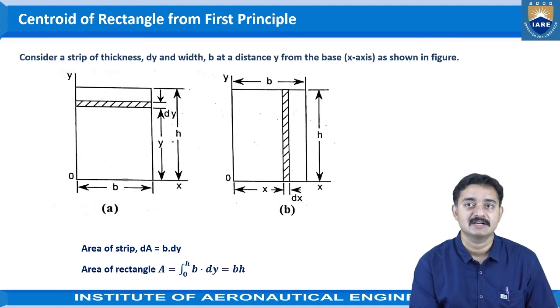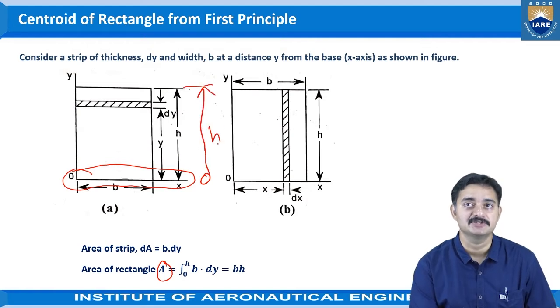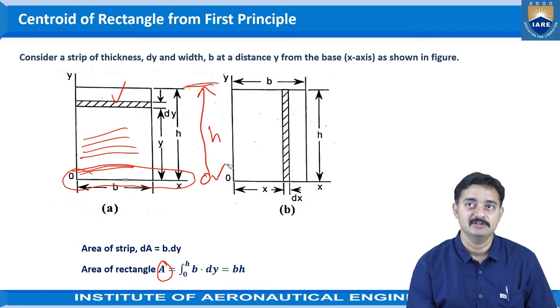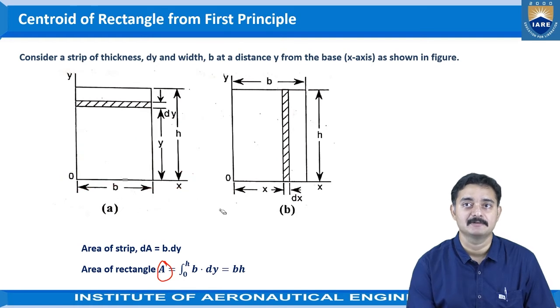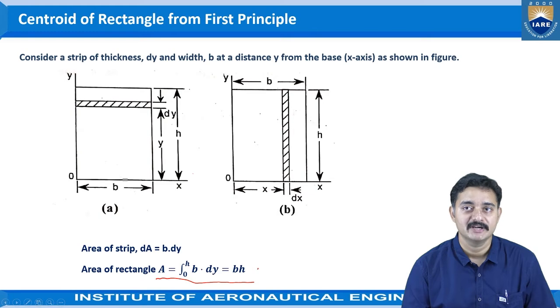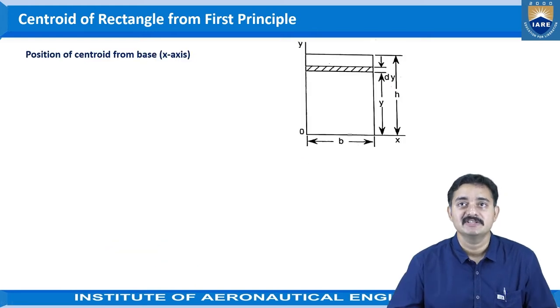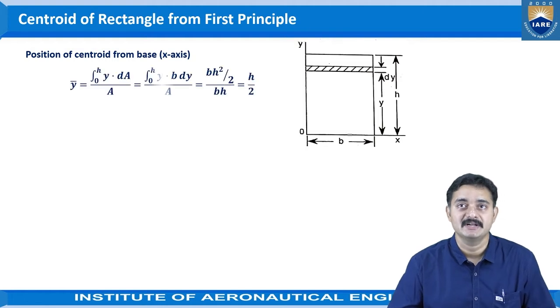So the total area of the rectangle is A equal to integral 0 to h. The starting point is the origin, right? The level of the base is 0, all the way along to the height h. Making the summation of the strip's area from 0 to the total height h will give the area of the total lamina. So the area of the rectangle can be obtained as A equal to integral 0 to h of b dy.